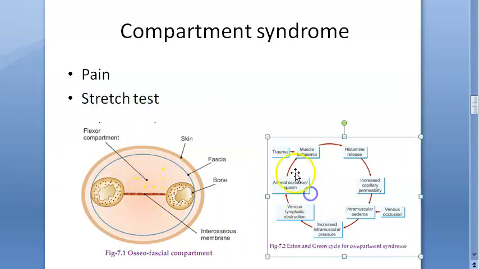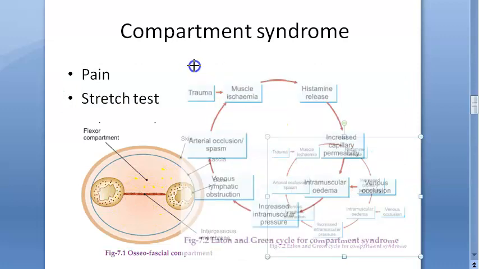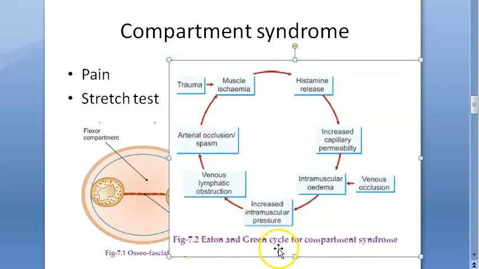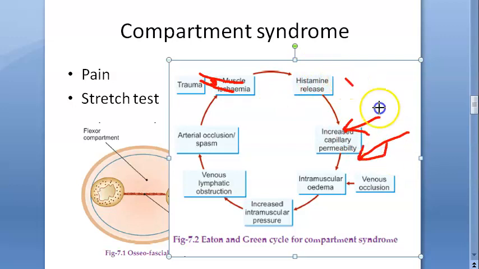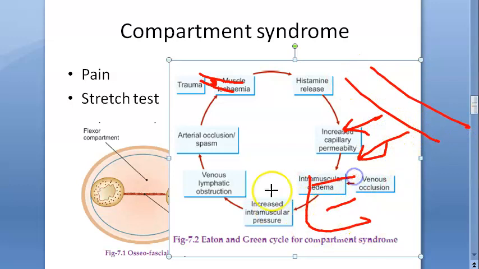So why does all this happen? To explain that, there is this Eaton and Green cycle, you can see this. Basically, whenever there's trauma, what happens? There's ischemia. There is less blood supply, right? What happens when there is less blood supply to this compartment? There is histamine release. There is increased capillary permeability. So what happens when the permeability of the capillary is more? Everything from the capillary will come out and there will be edema. So you can understand why it is swollen, tight, because there is edema. This edema will increase the pressure.